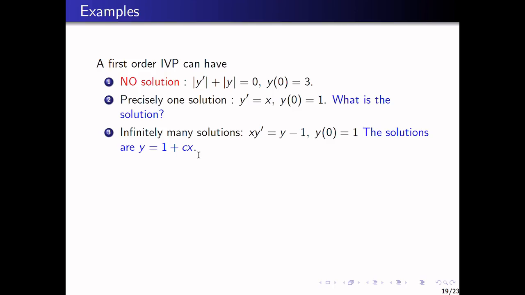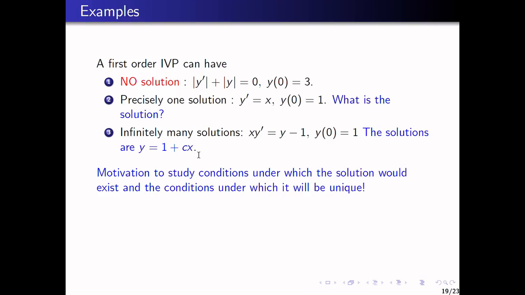So an initial value problem can have no solution, precisely one solution, or infinitely many solutions. So this motivates us to find out the conditions under which the solutions will first of all exist, and then if it exists, what are the conditions under which the solution is going to be unique of an initial value problem.